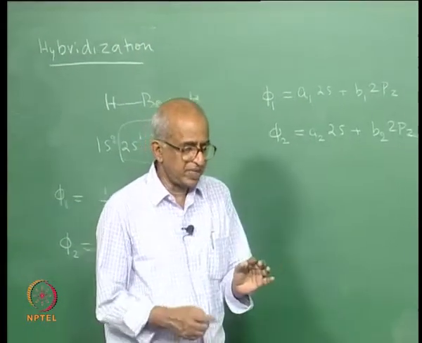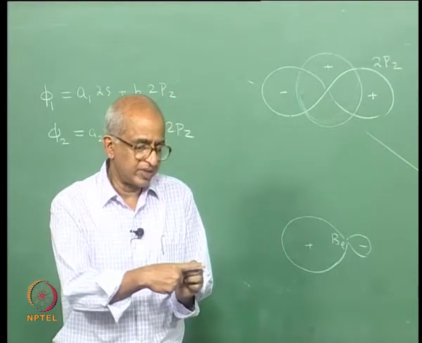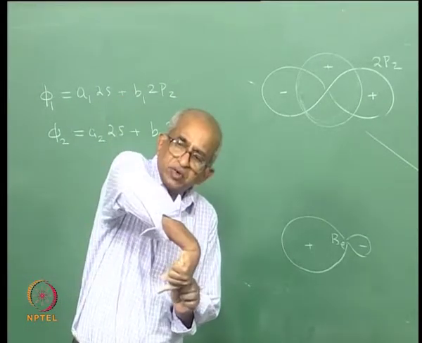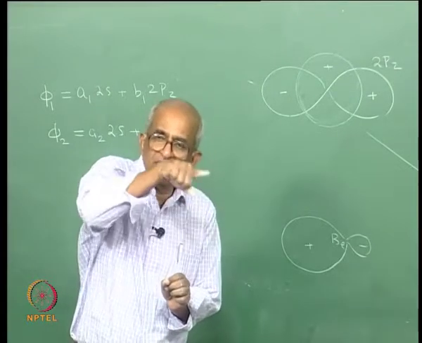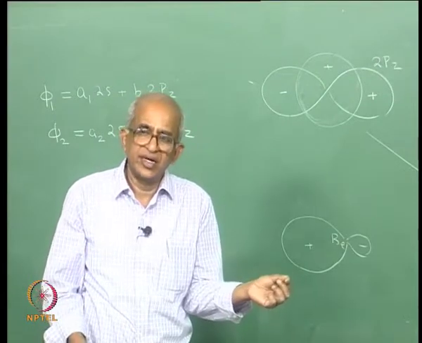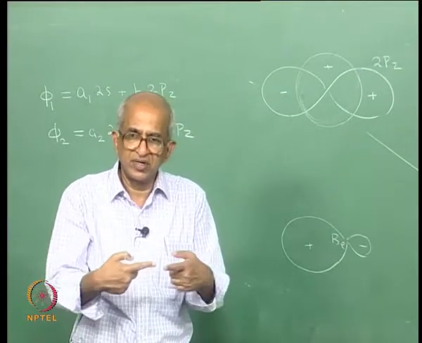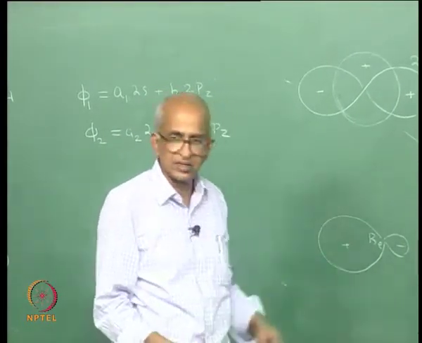So, if you have the beryllium atom, what happens is that one hybrid points in that direction and the other hybrid points in the reverse direction, right. So, that the angle between the two hybrids is actually exactly 180 degrees, because they are pointing in different directions along the same line, which is the z direction.